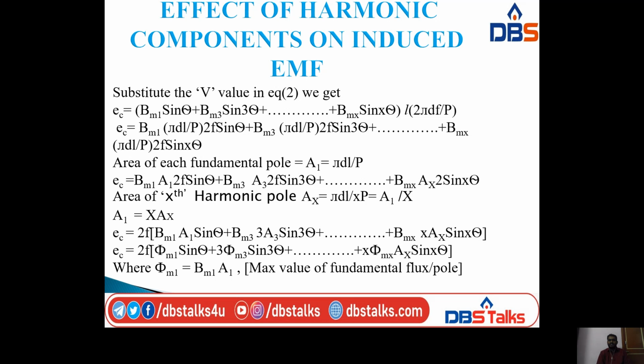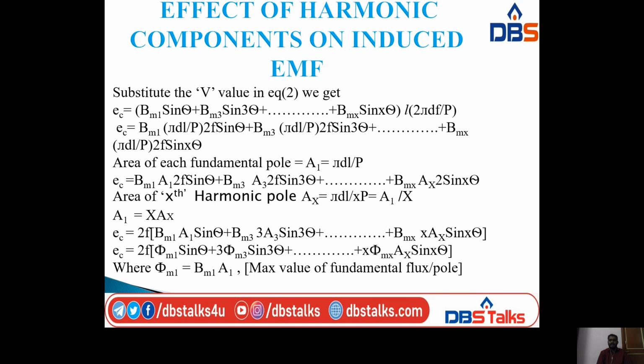Then the area of each fundamental pole, that is A1, is equal to pi dl by p. That's why I am substituting A1 in place of pi dl by p. From this I am writing EC is equal to Bm1 into A1 into 2f sin theta plus Bm3 into A3 into 2f sin 3 theta plus and so on plus Bmx into Ax into 2f sin x theta.